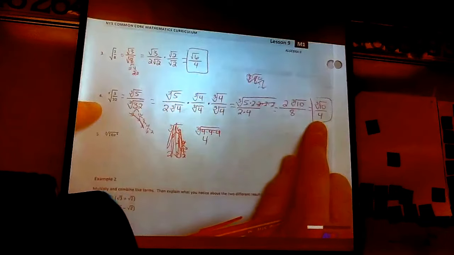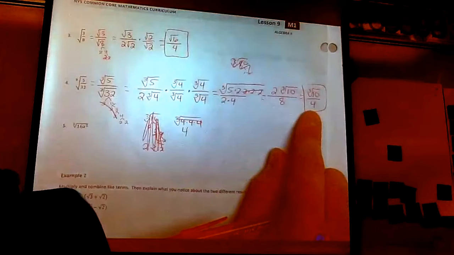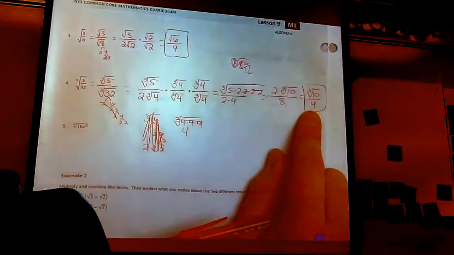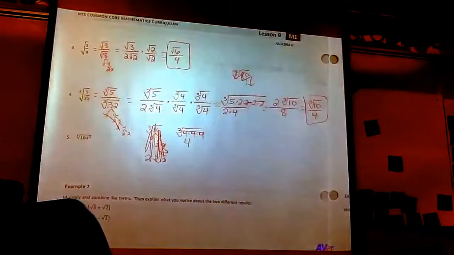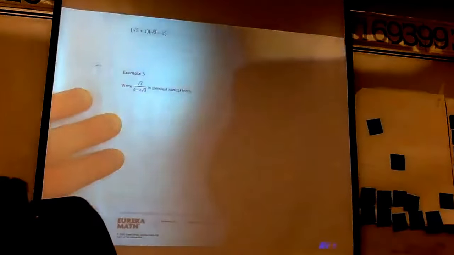So that's mostly what we did yesterday. I gave a worksheet that had 6 of these, just simplifying fractions. We're going to add a little bit to that right now. Going on down here, example 3.